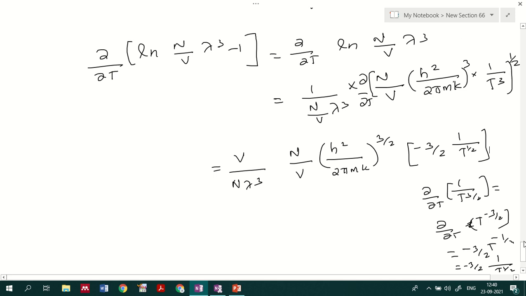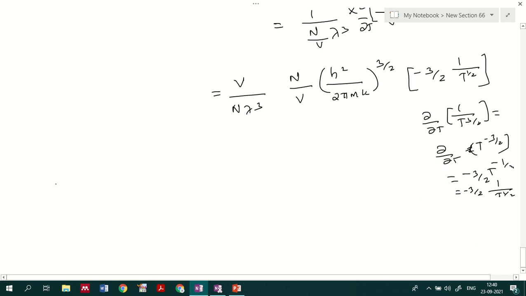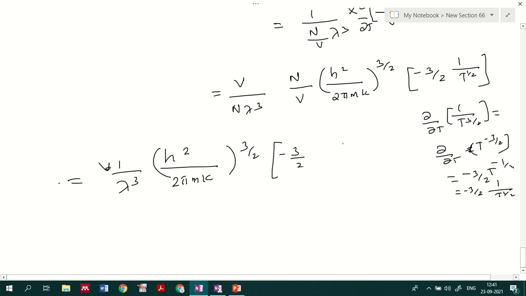So this I can represent in this fashion: that is equal to V by, this 2 gets cancelled, so what remains is only 1 by lambda cube, into (h square by 2 pi mk) raised to 3 by 2, because V and V, and N and N get cancelled. So what remains is minus 3 by 2, multiplied by 1 by T raised to 1 by 2.